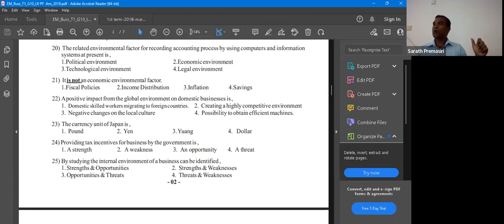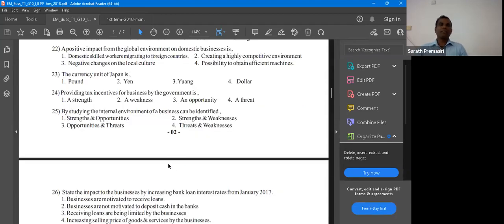Now here, providing tax incentives by the government. It is a what? Opportunity. It is an opportunity. It is an opportunity. Right. 25.